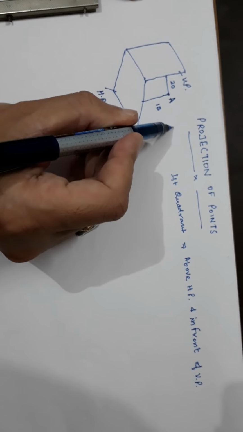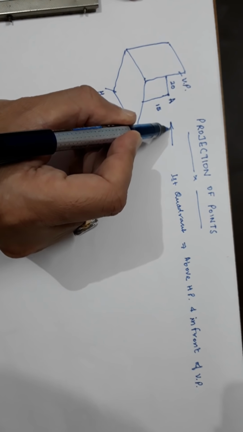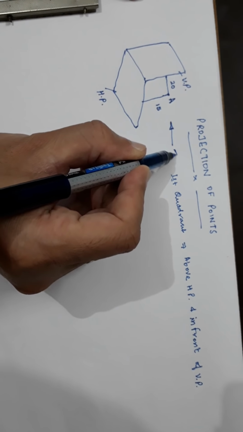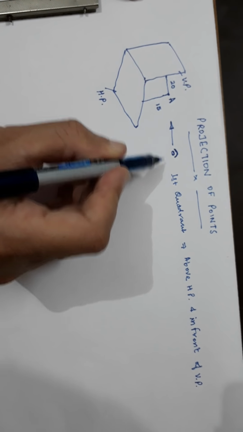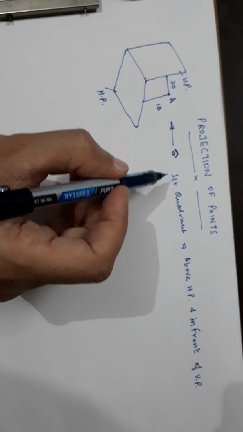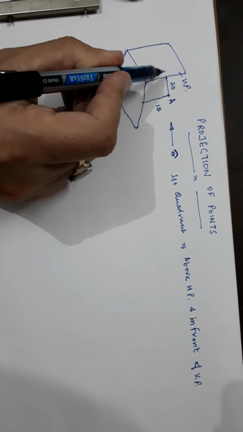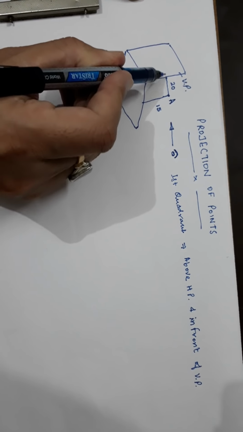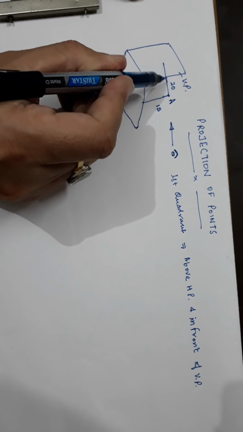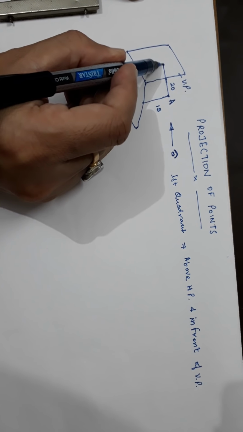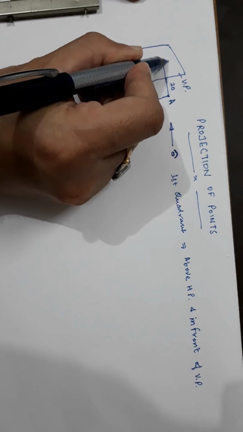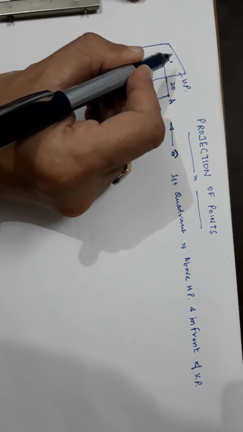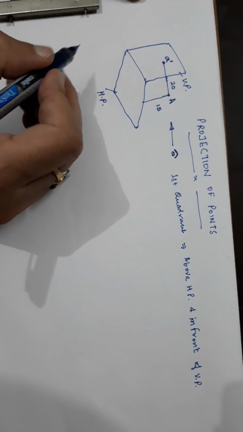Now you want to project it. The observer is always on this side. This is the observer. So when he sees the front view, it will be projected on the vertical plane. So you can see this is the projection of A in the front view on the vertical plane. So it is A dash. Always the front view will be represented by a dash.